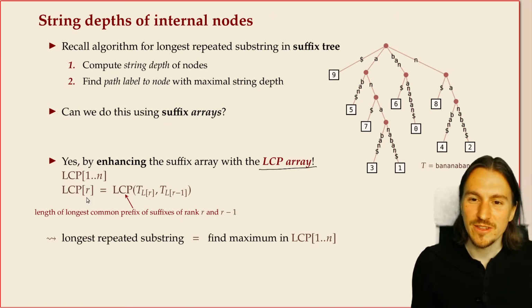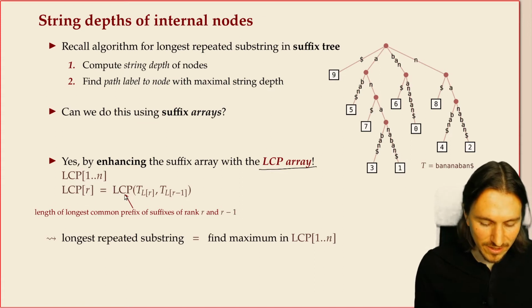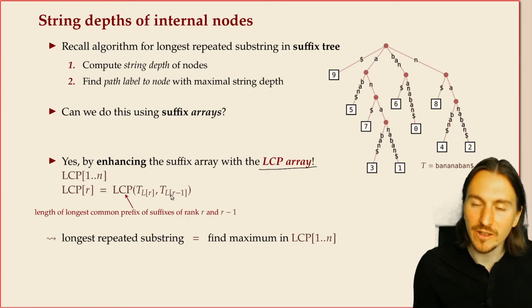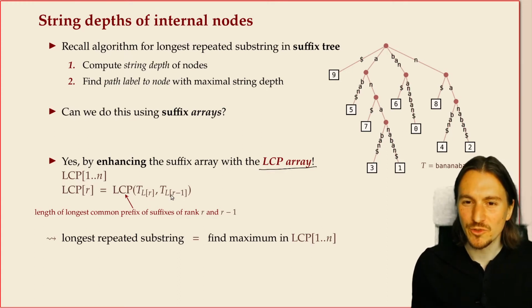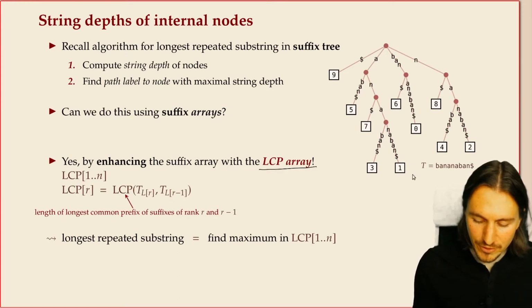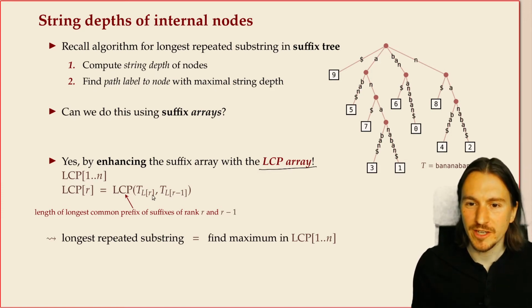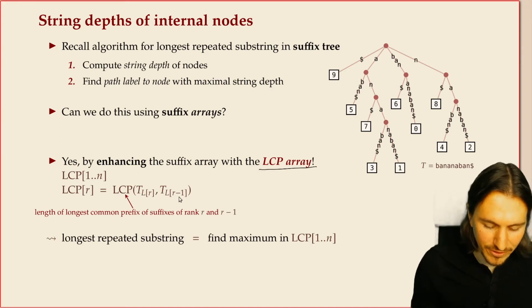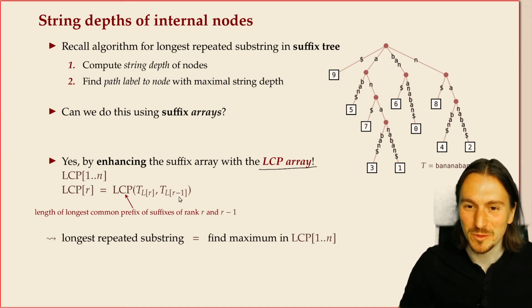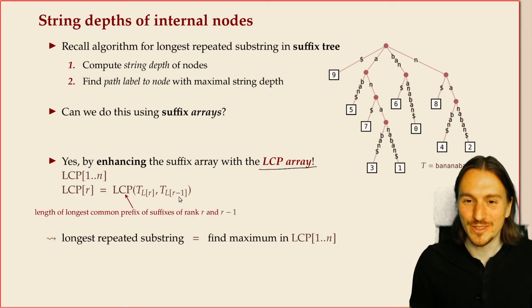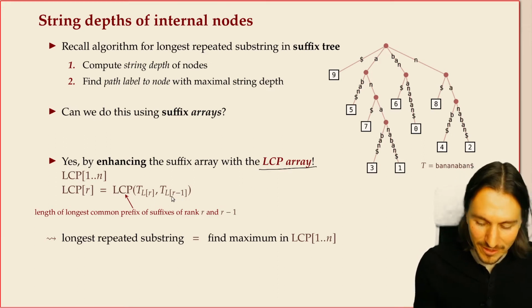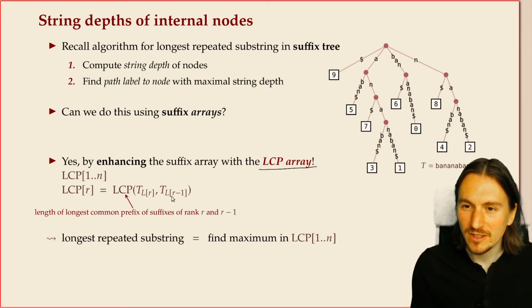The rth entry in the LCP array is the length of the longest common prefix of two suffixes, namely two that are neighboring in the sorted order, or neighboring leaves in the suffix tree, namely those that start at position R and whatever is the next one. So the rth suffix in the sorted order, and the previous one. That explains why there's no entry for 0, because there's no previous entry for 0.